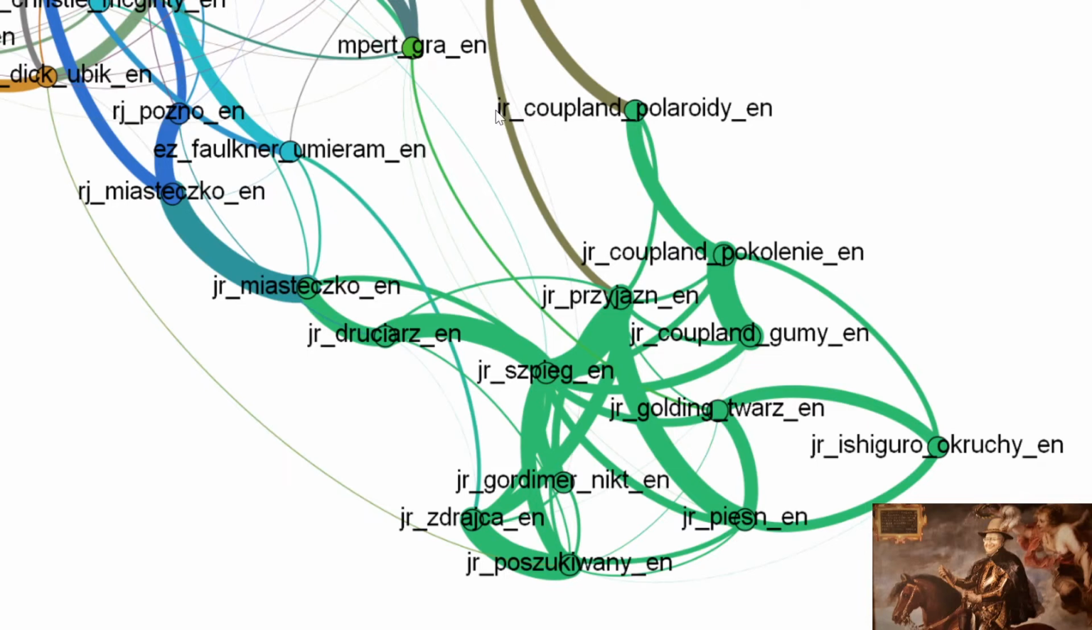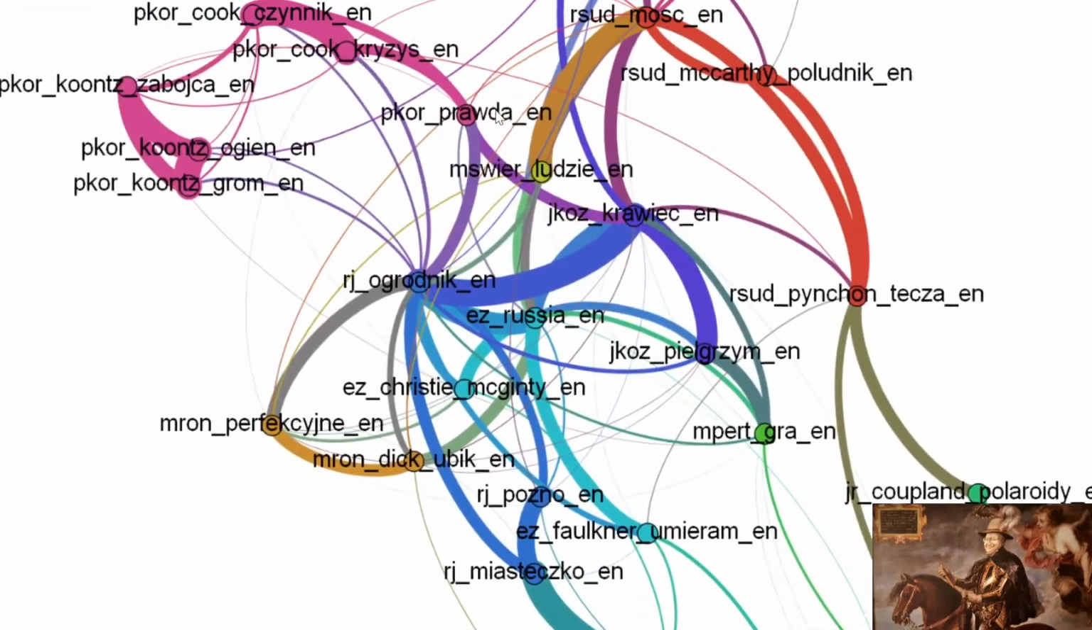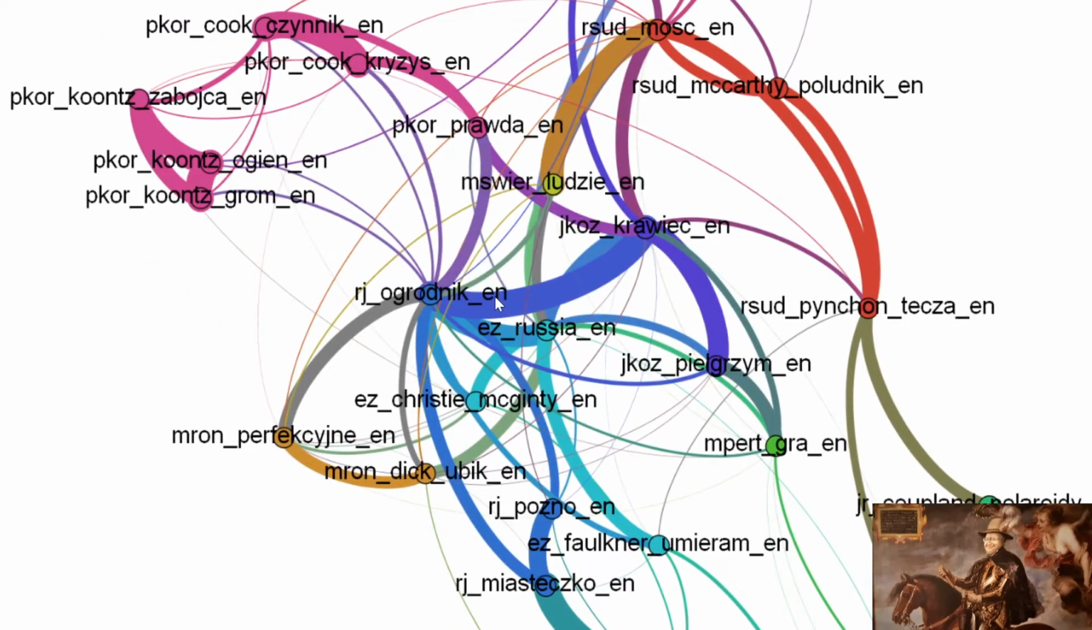Now, other translators of John le Carré also have strong connections between their translations of le Carré. When you look at this one, for instance, the Purple Community of Paweł Korombel, well, he does seem to have his own signal, yet there is a clear division between his translations of Robin Cook and his translations of Kunz.